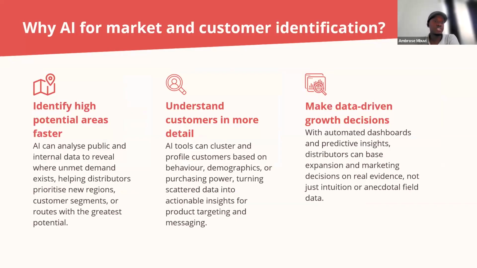The first one, as I've mentioned, is that AI can help you identify high potential areas a bit faster, because you're able to read through the data faster and come up with a better understanding to help you prioritize your new regions, prioritize your customer segments, as well as plan your routes for more optimal performance by your marketing and your sales team.